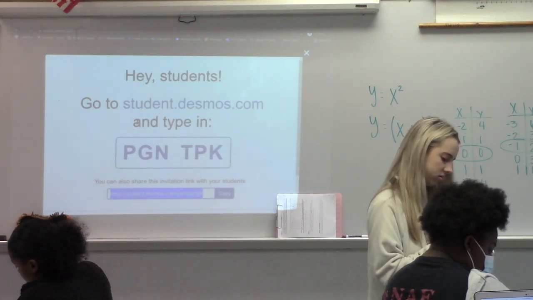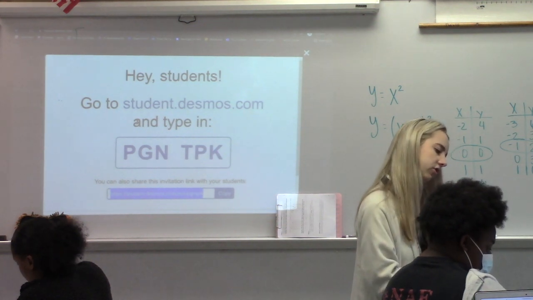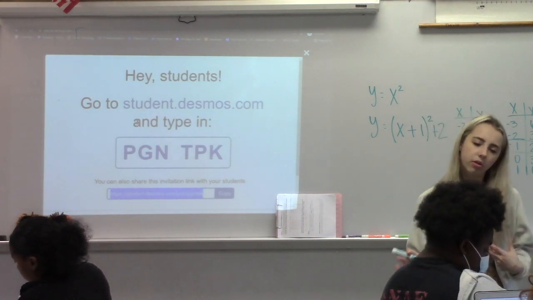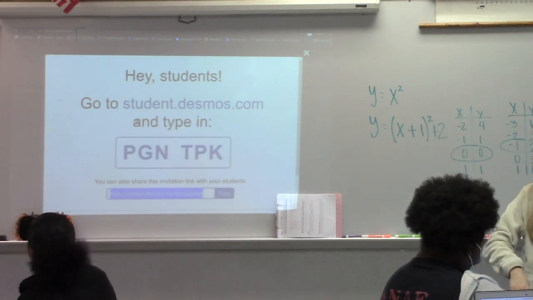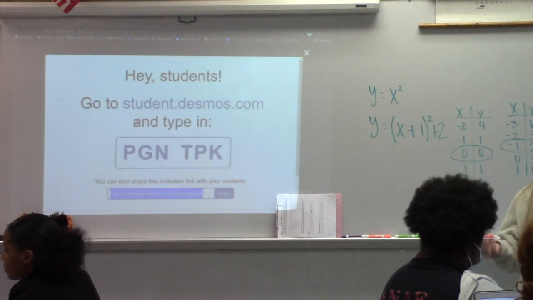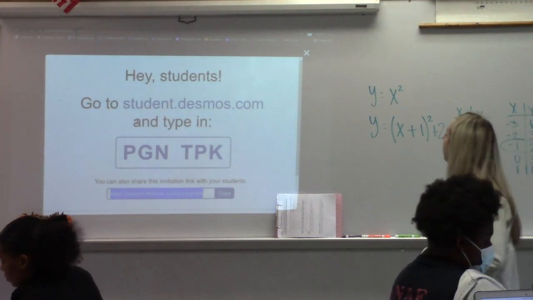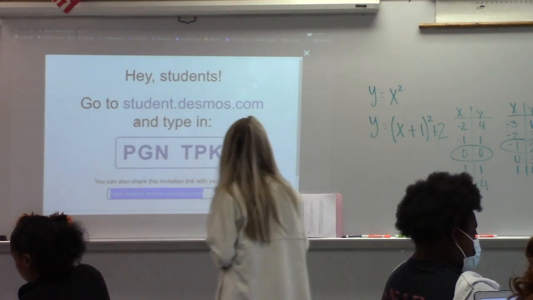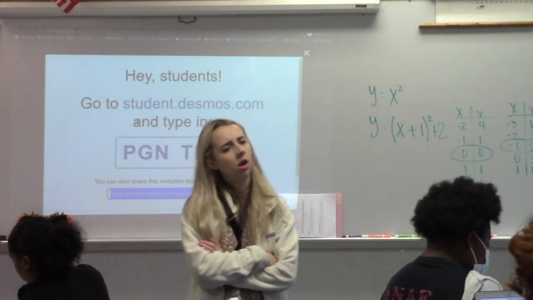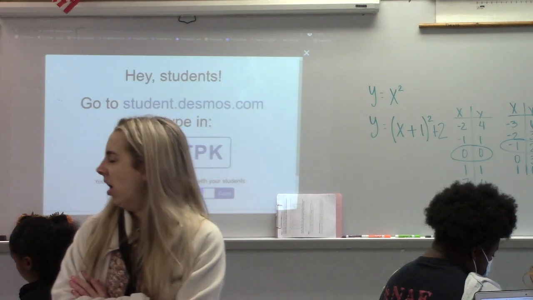Here's my translation. So 0, 0, and then 4, 5. The y values stay exactly the same, but I went from a 1 to a 0.5. I went from 4 to 2. And I went from a 9 to a 4.5.